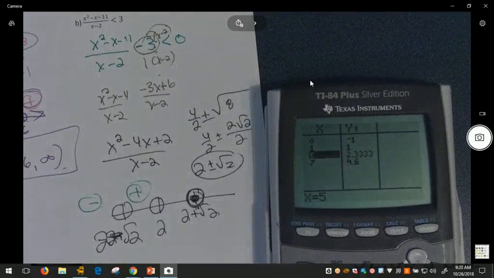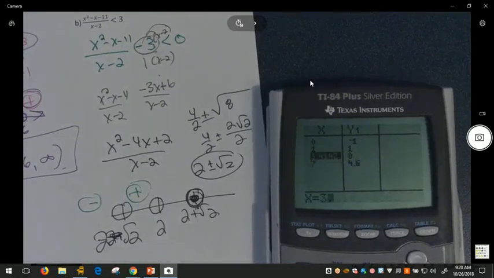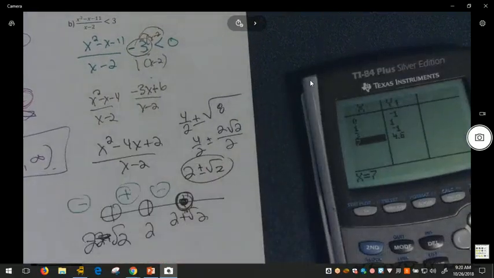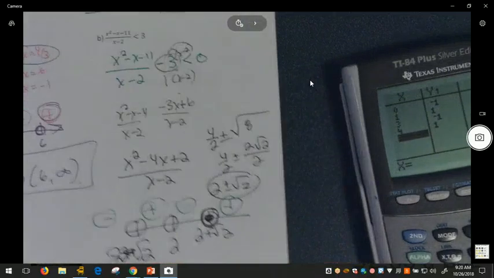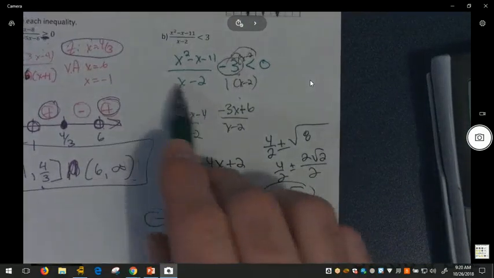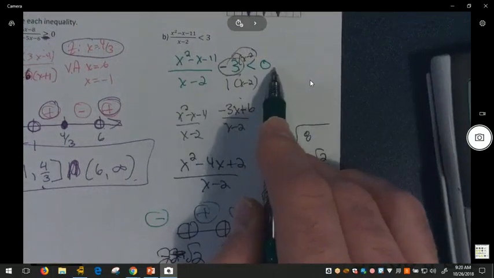Between 2 and 2 plus square root of 2, which is 3 point something, so I can do 3. I get a negative sign. And to the right of 3 point something, I'll do 4. I get a positive sign. So this function asked, where is this less than 3? Or in other words, where is this less than 0?